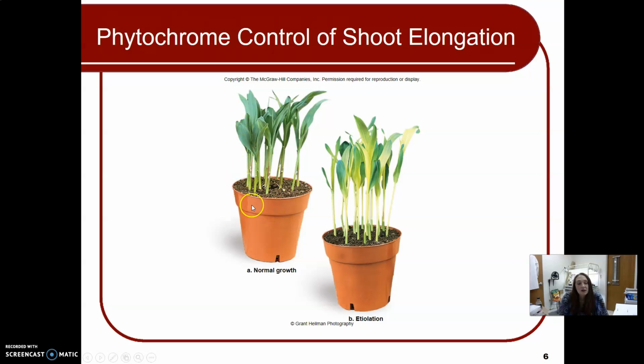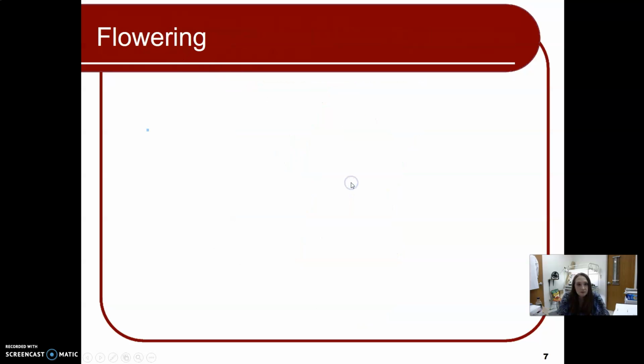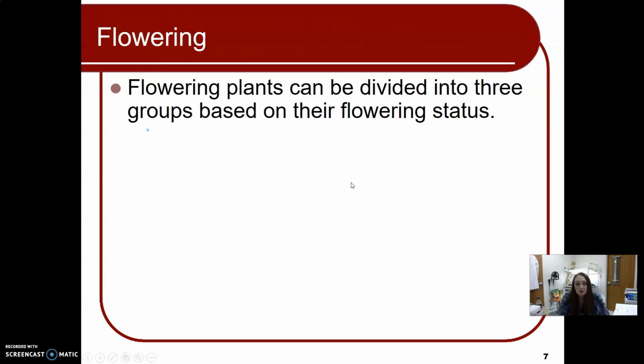Here we have a normal growth plant, and here we have where the shoots have been elongated. That's an experiment that was done to control the shoots by changing the phytochrome. Now, this is what you're going to be looking at in your homework. You're going to have an interactive graph. At the very top, there's a tab where you can look at latitude and daylight. On the second tab, you can look at short day plants and long day plants.